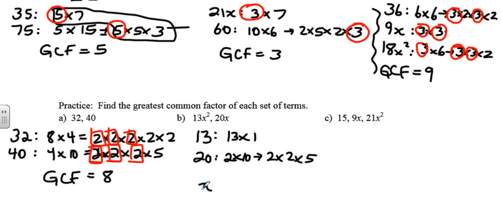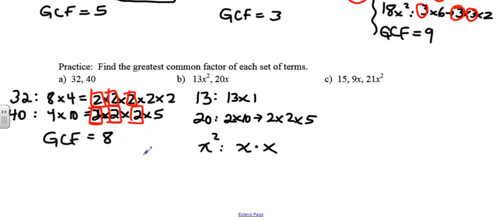No, so there's no common number, but there is a common letter. So for x squared, that can be written as x times x. I don't want to use x, so I'll just use the dot for times. And for x, that's just x. So what's common to both? Well, just one x is common to both. So in this case, the GCF is equal to just x. If there was a number, then it would be both the number and the letter that could be common.